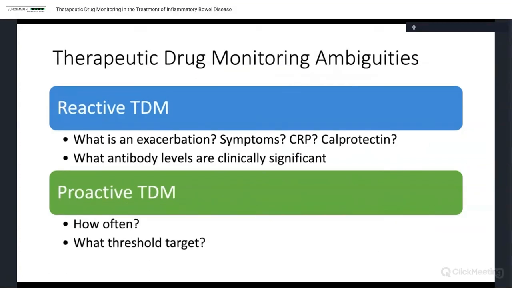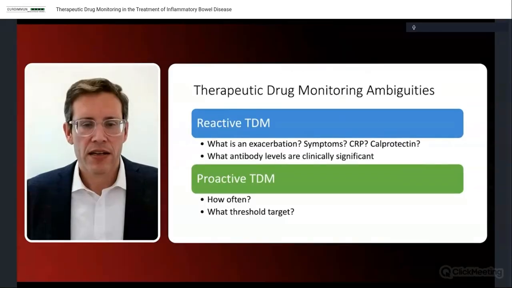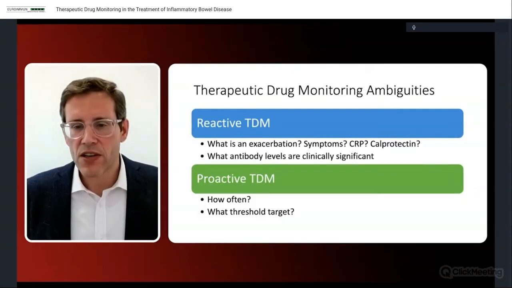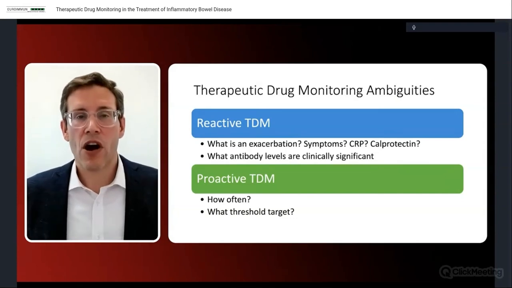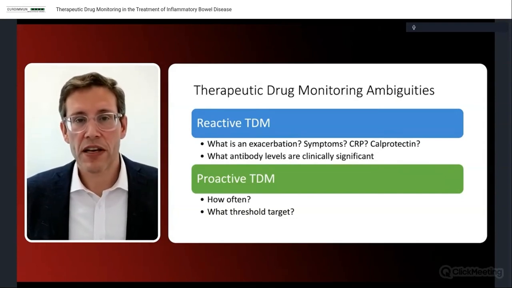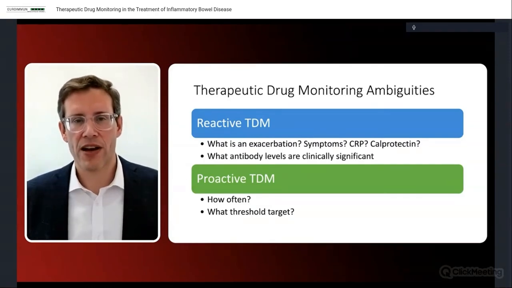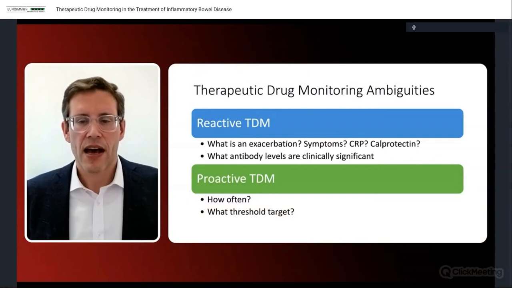But there are some ambiguities about therapeutic drug monitoring. For reactive TDM, what constitutes an exacerbation? Is it just symptoms? Is it a rise in CRP, in calprotectin? I would argue that this should be performed, of course, in response to symptoms, but also in response to other evidence of disease activity, like CRP and calprotectin elevations when other reasons have been excluded.